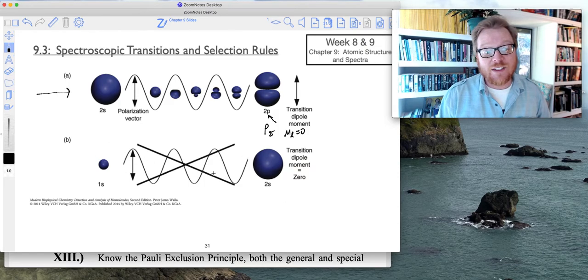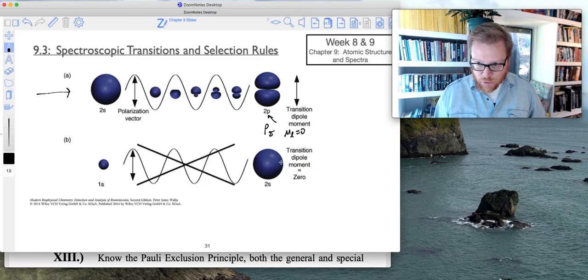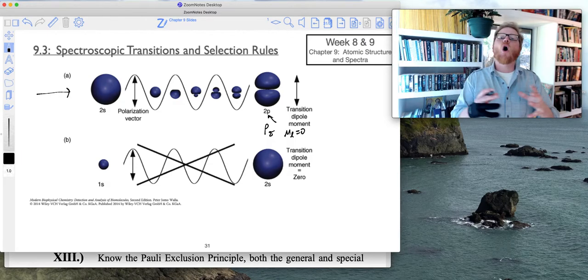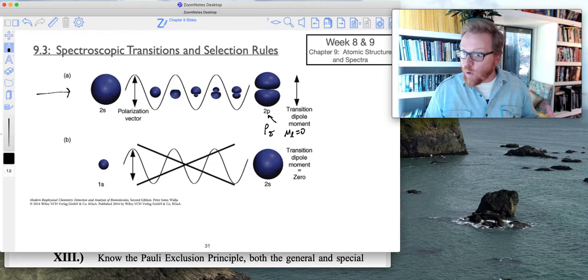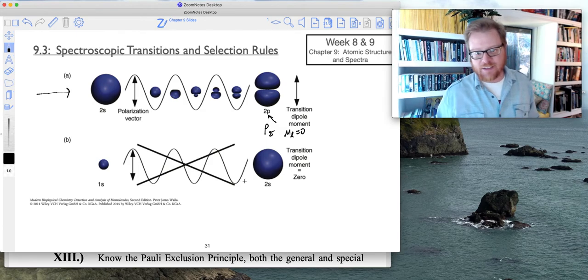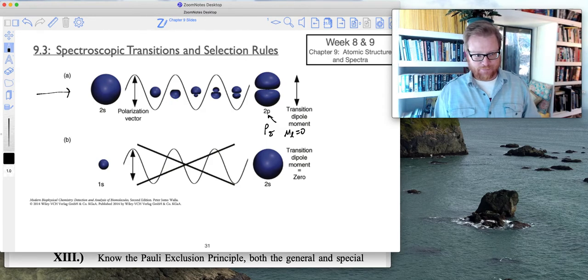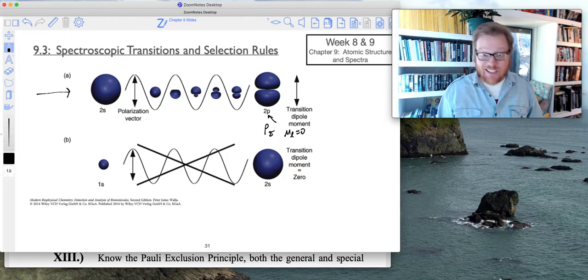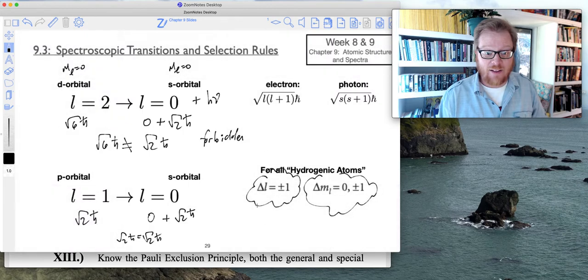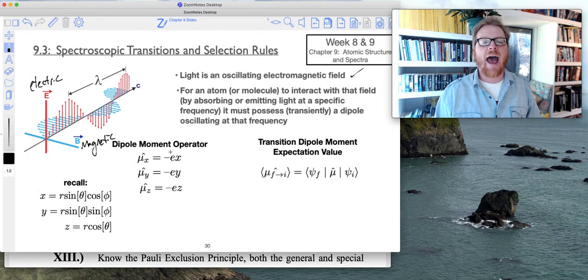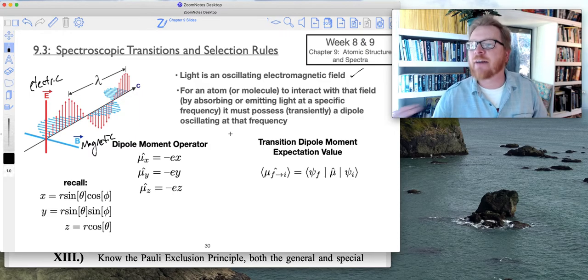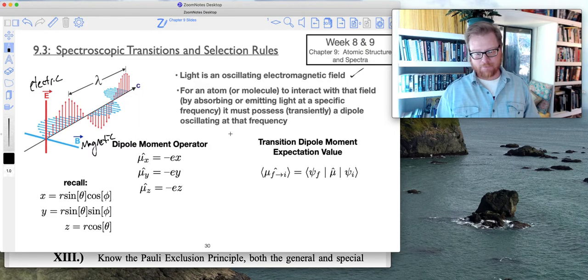Well, these are both spherically symmetrical. And so there's no change in dipole moment going from this s to s orbital. And that's the reason why we can't have l equal to 0, in technicality. l is plus or minus 1. So for an atom or molecule to interact with that field, it must possess a dipole oscillating at that frequency.